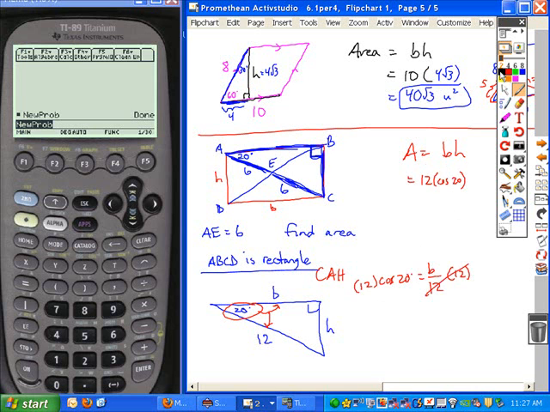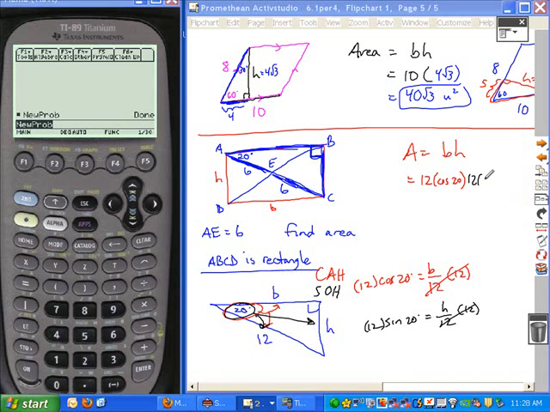Okay. And then to find our height, we have an angle, the side opposite, and the hypotenuse. Opposite and hypotenuse is the relationship of which trig ratio? So the sine of 20 degrees is equal to H over 12. Once again, multiply both sides by 12. And here's your height, 12 times the sine of 20.